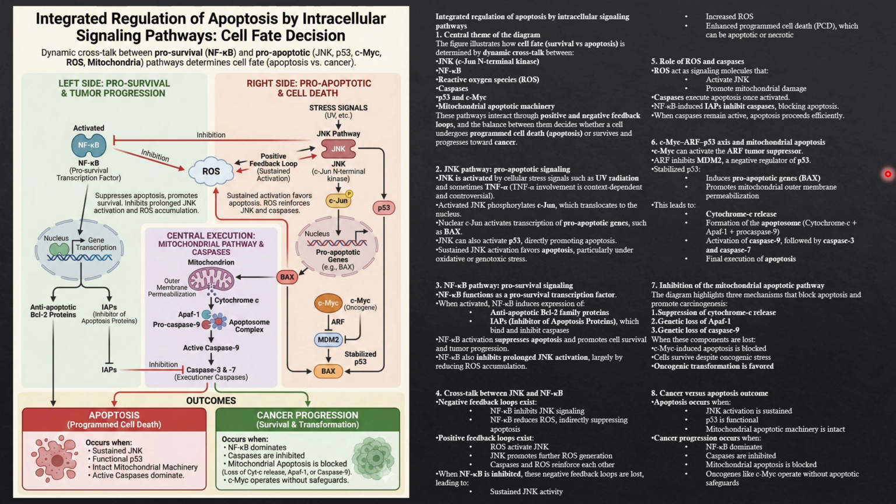Mitochondria serve as the central execution point where the signals converge, leading to cytochrome C release and caspase activation. The crosstalk between pathways, such as ROS enhancing JNK signaling, creates a feedback loop that reinforces apoptosis. If the pro-apoptotic signals dominate, the cell undergoes programmed cell death, and if the survival pathways prevail, the cells may continue proliferating abnormally. This balance is critical in cancer, where the disruption of the apoptotic pathways allows the cells to survive and continue to grow.